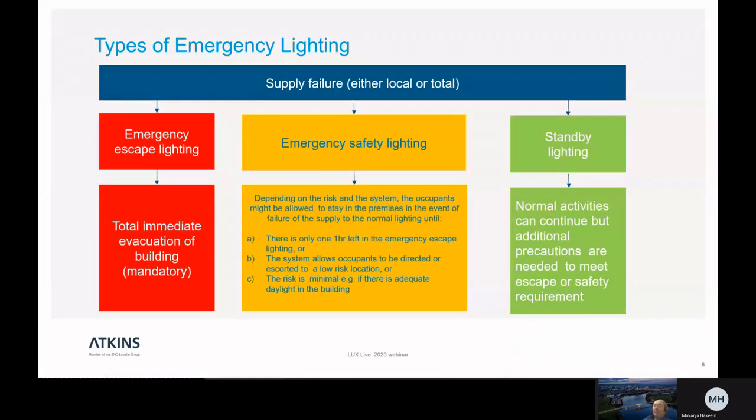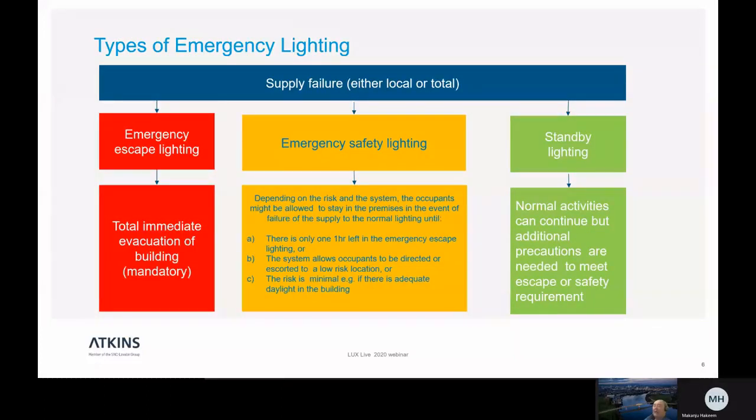Okay, so emergency lighting is divided up into 3 types of emergency lighting. Emergency escape lighting, which is what everyone normally recognizes as escape routes, areas over 60 meters, and covering the escape routes through to the place of safety.